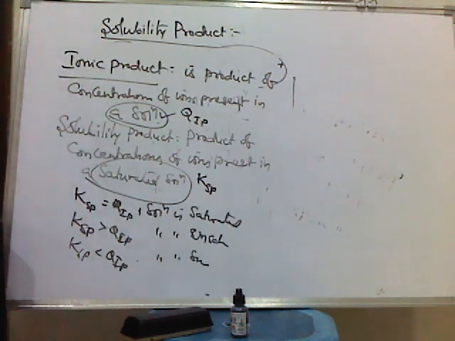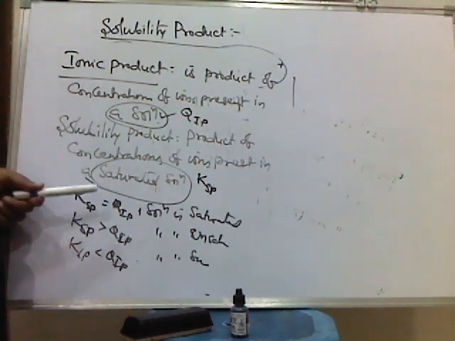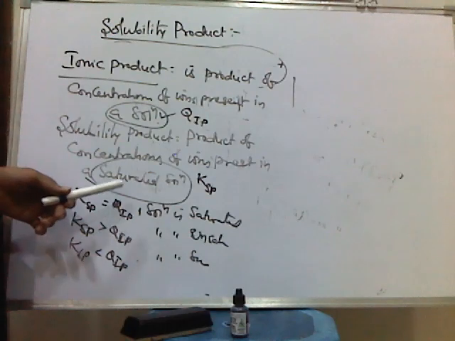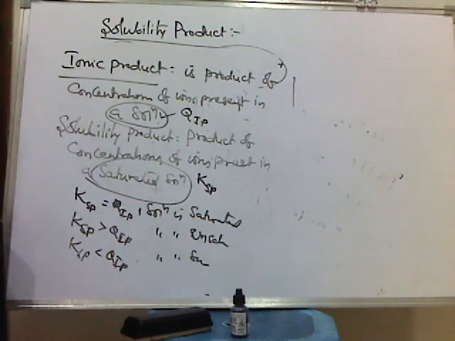Based on the solubility product concept only, in inorganic qualitative analysis, cations are classified into six groups. So if the solubility product is equal to the ionic product, then the solution is saturated. From the intermediate public examination point of view, they may ask, what is solubility product? Then we have to answer.